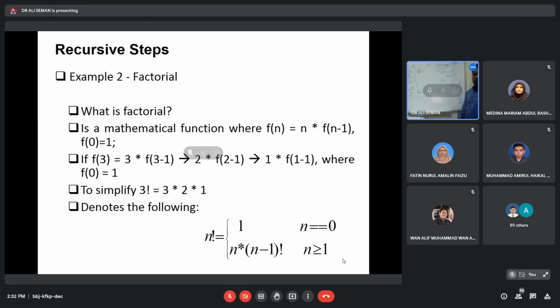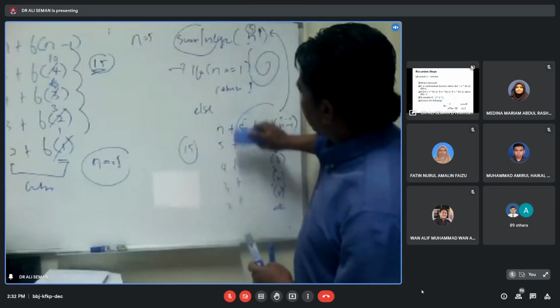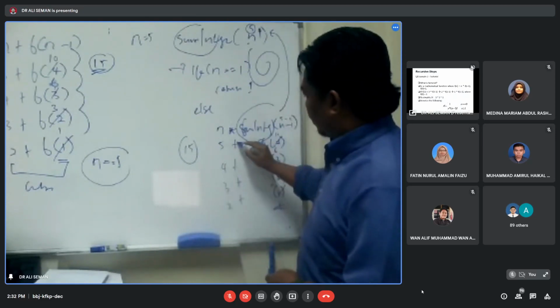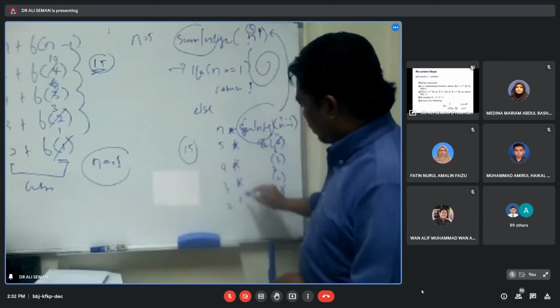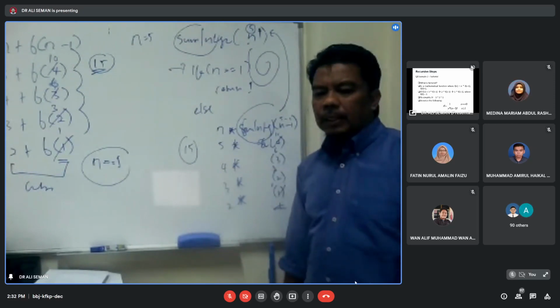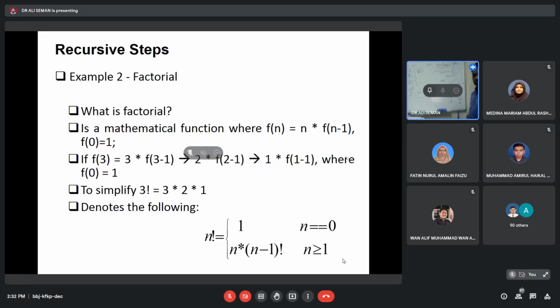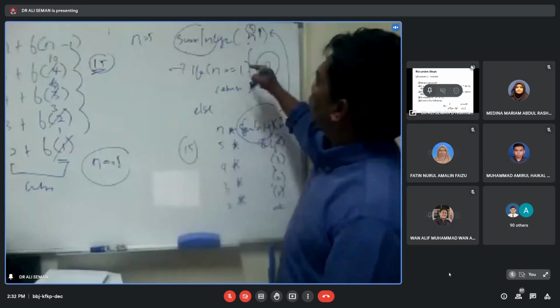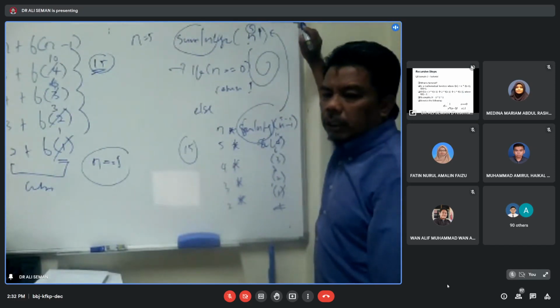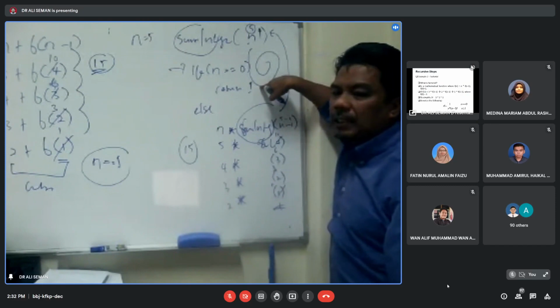Okay, now we go to factorial. Basically the same thing. The factorial is the same thing, but we change only here, from plus to multiply. Okay, and the stopping criteria. What is the stopping criteria? Look at that question to the side. Factorial n: if n equal to 0, return 1. So here we change to 0 because the factorial of 0 is 1. So the stopping criteria is 0.